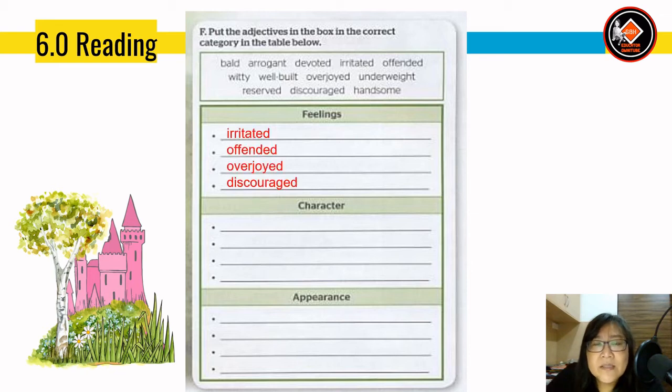Feelings, the answers are irritated, offended, overjoyed, discouraged. Character, arrogant, devoted, witty, and reserved. And appearance, we have bold, well-built, underweight, and handsome.